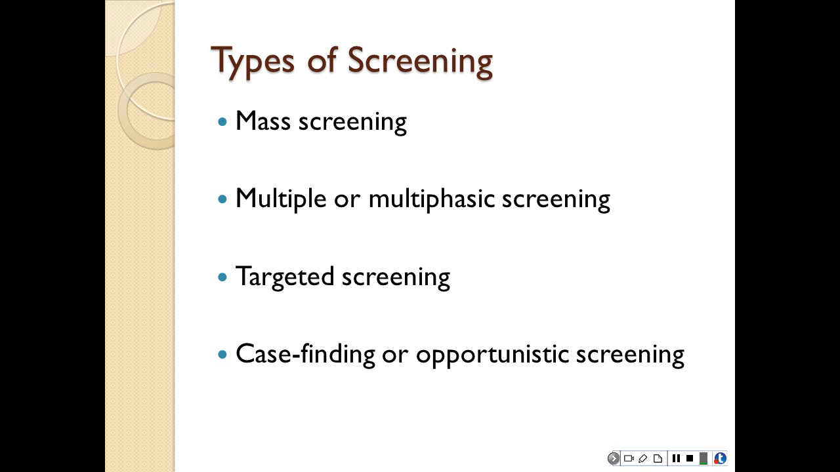Targeted screening means that you have a specific group of people that you think might be at high risk of disease, so you are targeting your screening. You are only going to screen them. So we know that prostate cancer is much, much, much more common in older men. So when you're 20, you don't get a prostate exam. When you're 60, you do. We screen older men. We target our screening efforts to people that are at high risk of the disease.